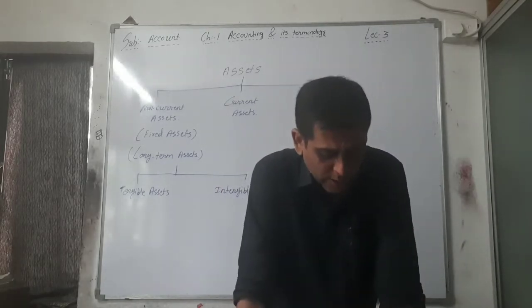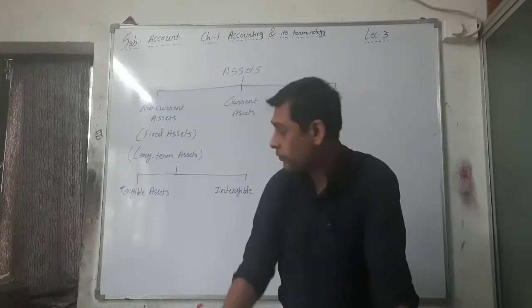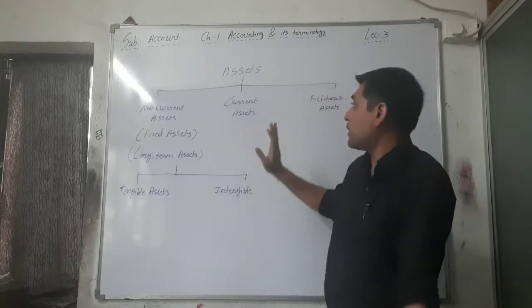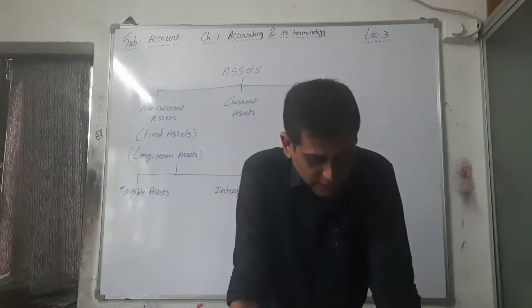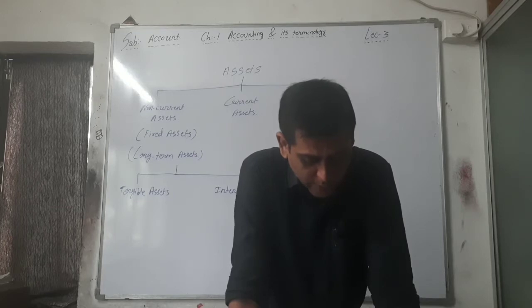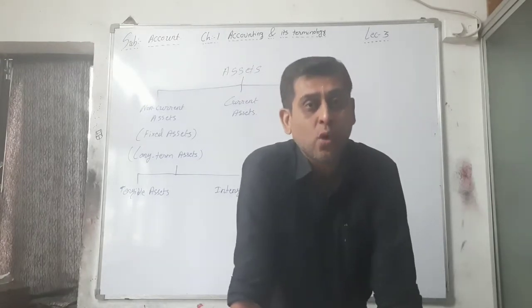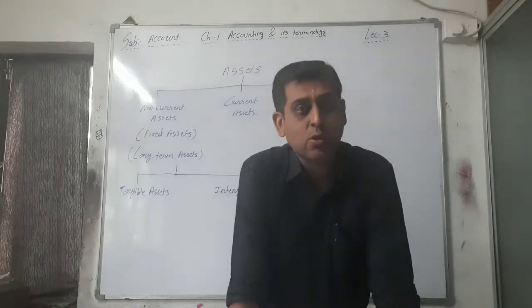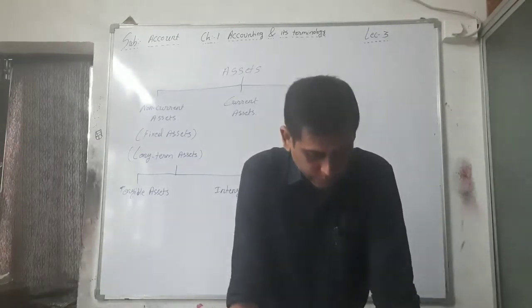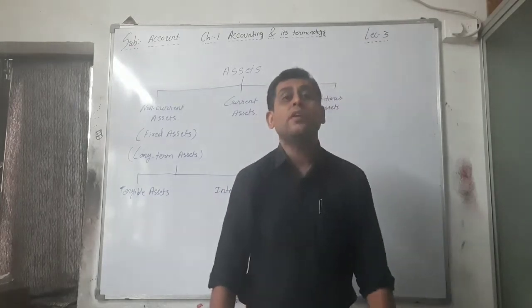Now the next one is current assets, the 12th one. After non-current assets, our second category is current assets. These assets are of that kind whose time duration is less than 1 year. As the current liability is less than 1 year, here the current assets are also less than 1 year. These assets can be converted into cash immediately.